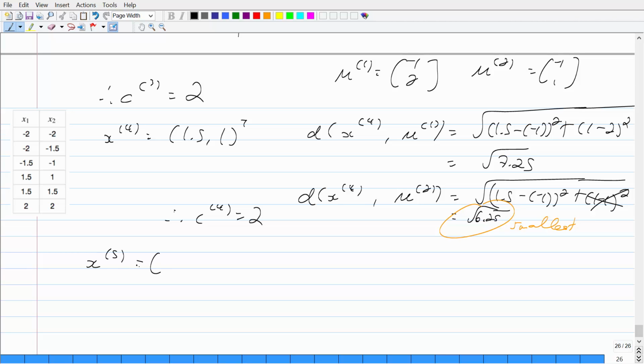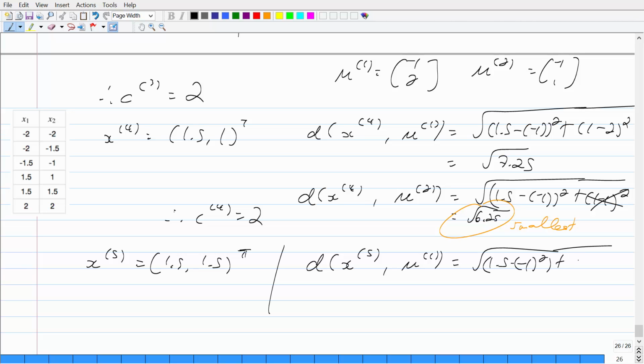This is equal to 1.5 and 1.5. In this case, you want to find the distances yet again. So take the distance between the fifth example and the first centroid. In this case, this becomes 1.5 minus -1 squared, plus 1.5 minus 2 squared. So when you calculate this, just want to be sure I got this right. Yes, in this case we get 6.5.